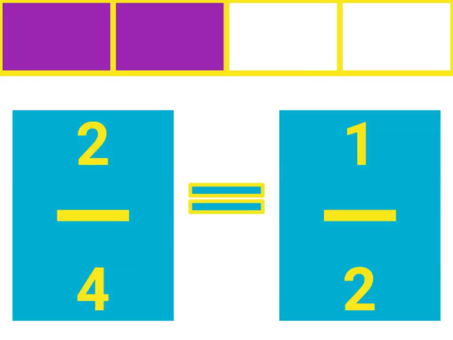2/4 can be simplified into 1/2. You can divide the fraction by 2 because that is a common factor. And you can see how the shaded regions equal half of the total equal squares.